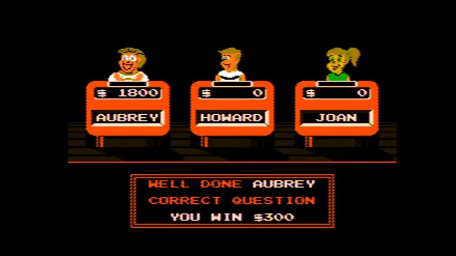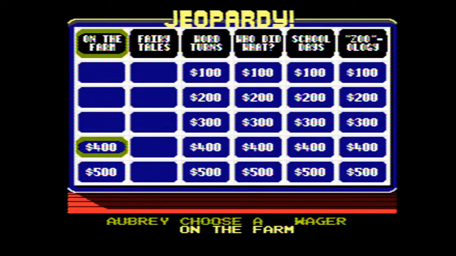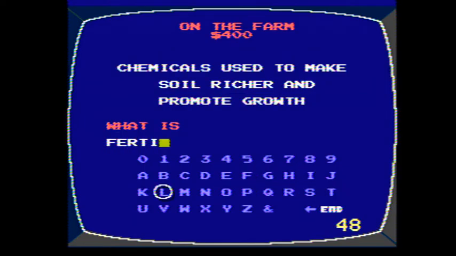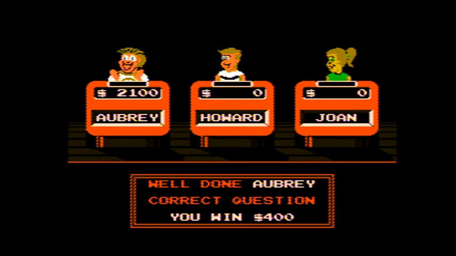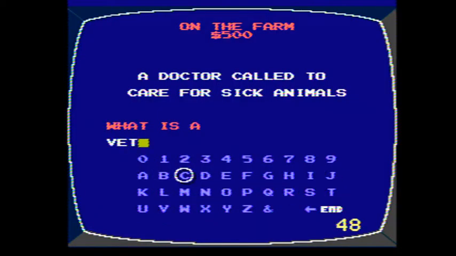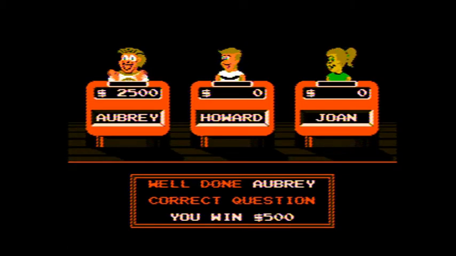On the farm 400. Chemicals used to make soil richer and promote growth. What is fertilizer? And we'll have on the farm for 500. Doctor called to care for sick animals. What is a veterinarian? And we're up to $3,000.